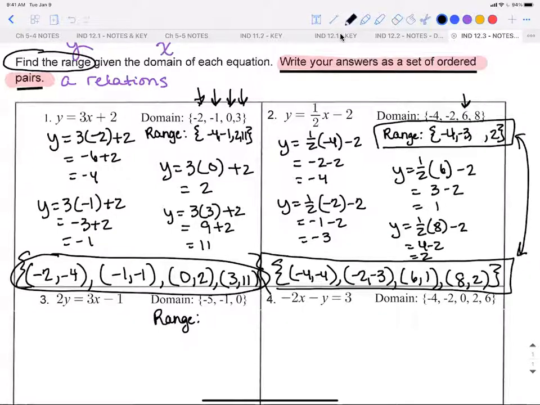All right, so yeah, sorry, my other y was -4, -1. All right, there we go. I should have, instead of looking at all of my work, I should have just looked at my set of ordered pairs to see my range.